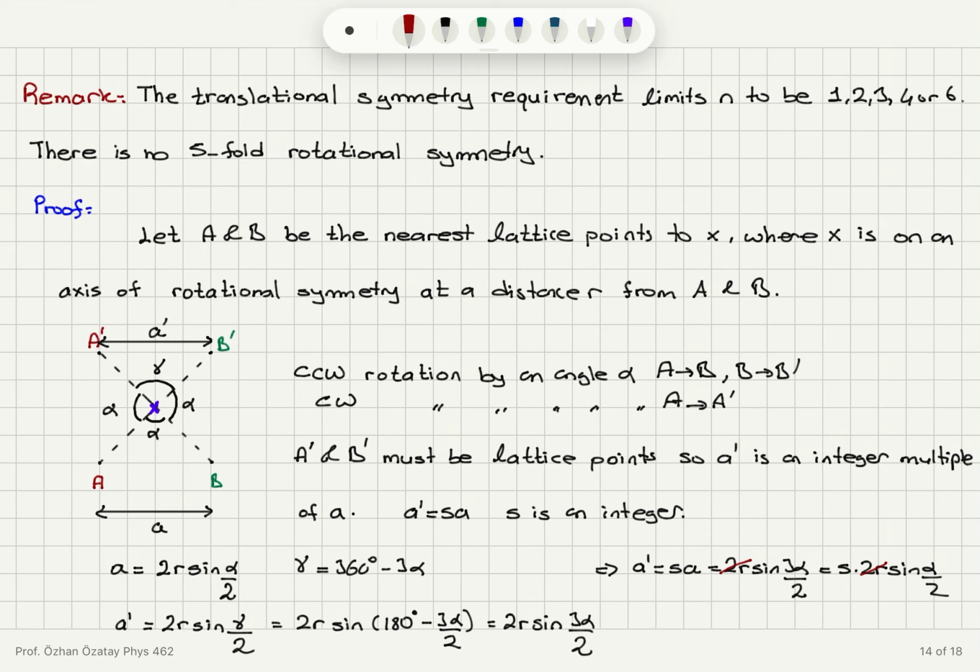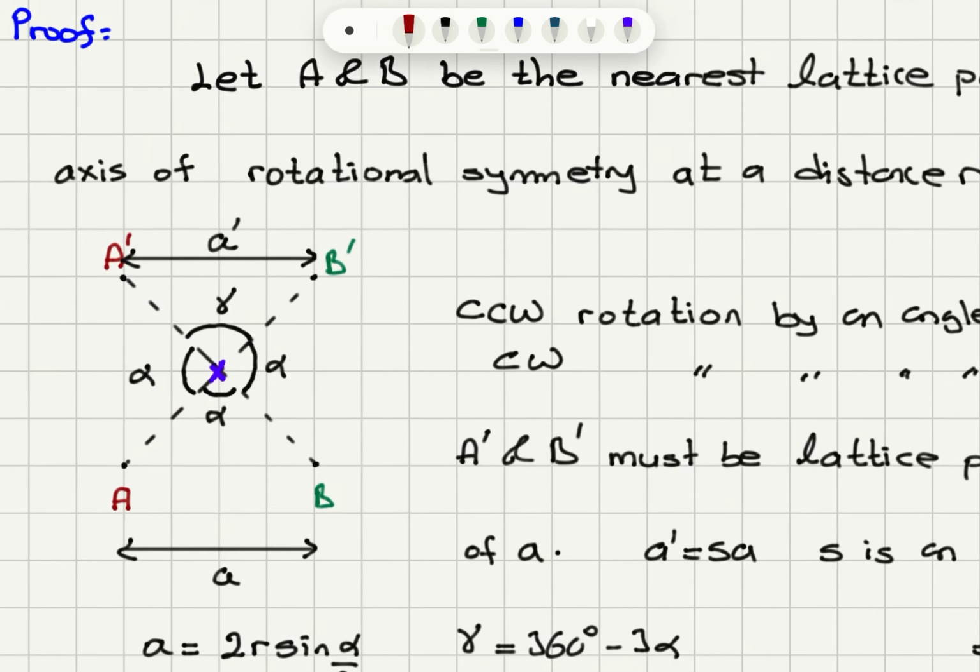Those are the nearest lattice points to point X, where X is on an axis of rotational symmetry at a distance r from A and B. So X doesn't have to be a lattice point. So this is X in the middle. A and B are at a distance a from each other. They are the nearest lattice points.